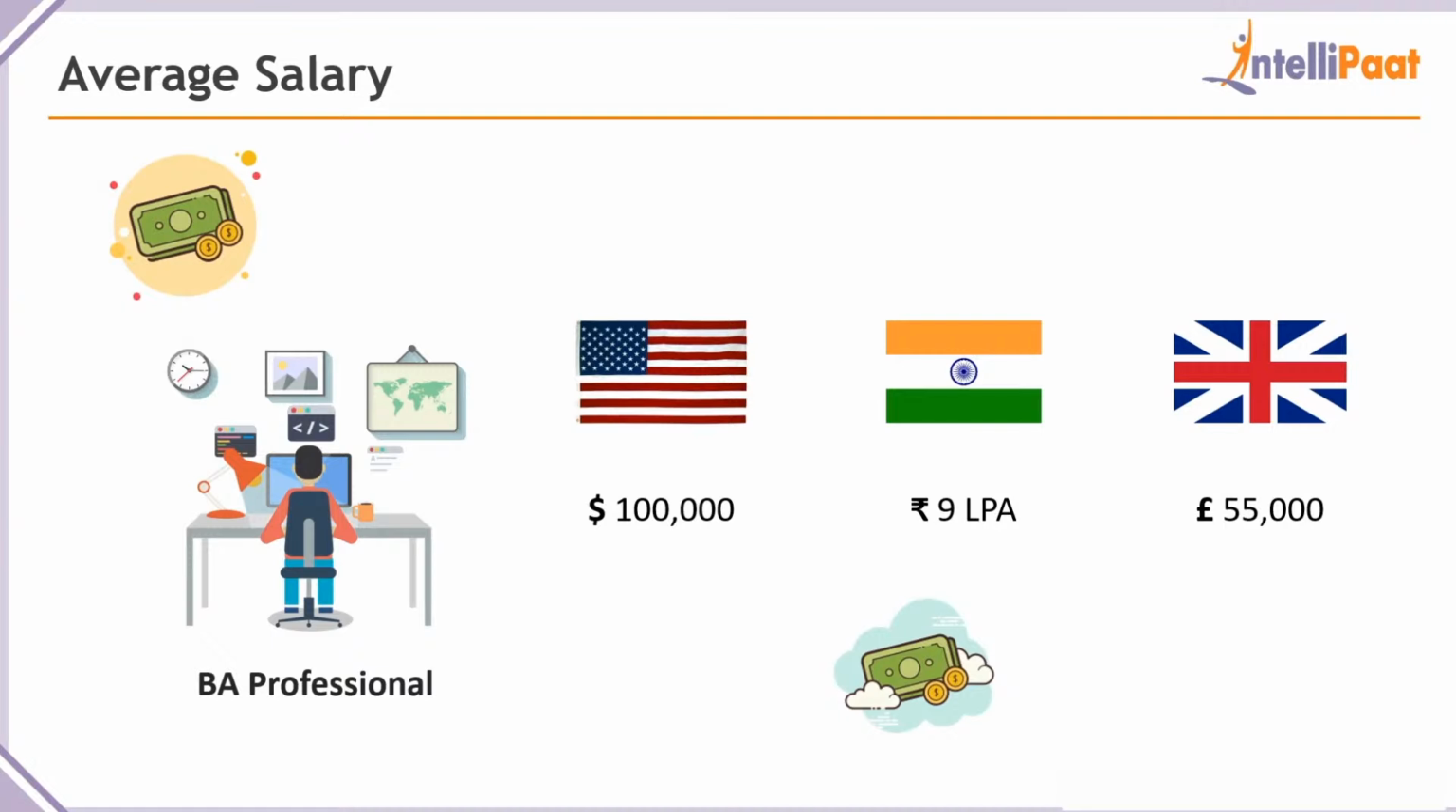So these are the average numbers which are out there. If you are in the USA, you are looking at a figure of around $100,000, and in India you are looking at 9 LPA as the average for any business analytics consultant. Other than that, you have UK £55,000, which is also out there, right? These are the average numbers, and they can be affected by the skills that you have.